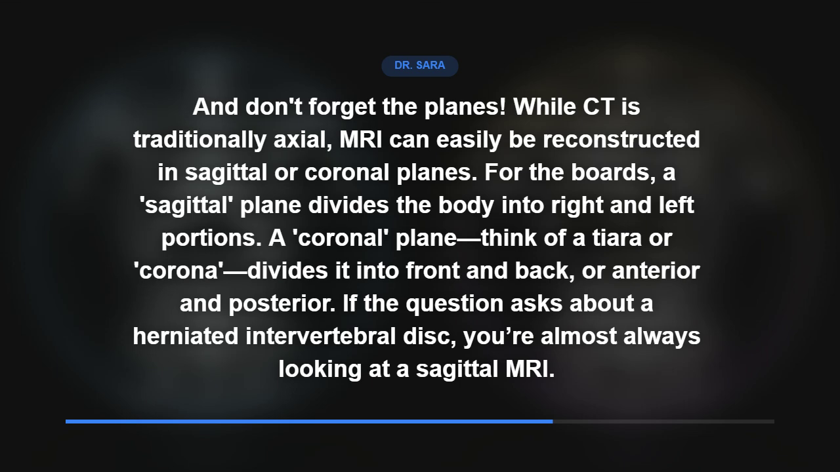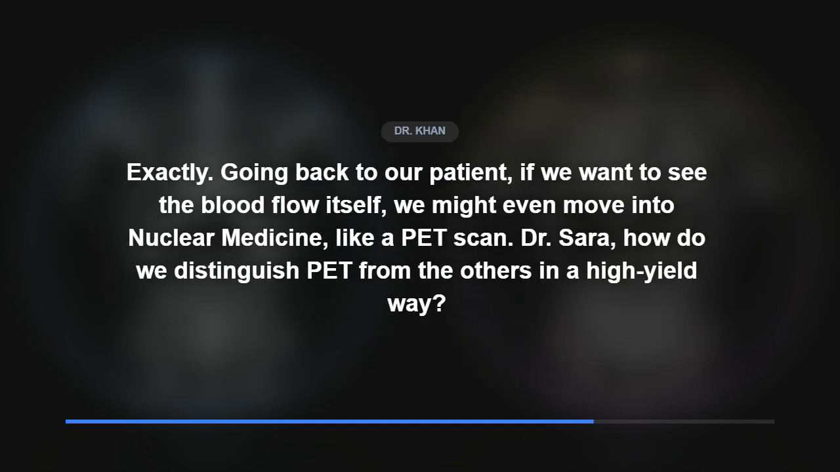And don't forget the planes. While CT is traditionally axial, MRI can easily be reconstructed in sagittal or coronal planes. For the boards, a sagittal plane divides the body into right and left portions. A coronal plane, think of a tiara or corona, divides it into front and back, or anterior and posterior. If the question asks about a herniated intervertebral disc, you're almost always looking at a sagittal MRI.